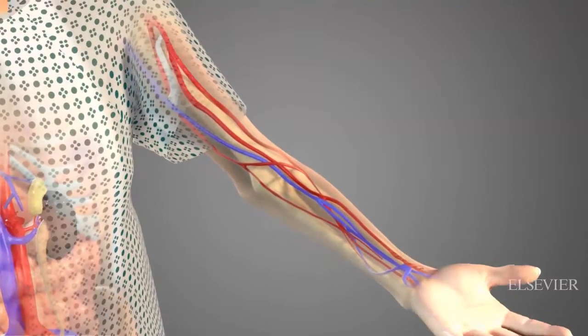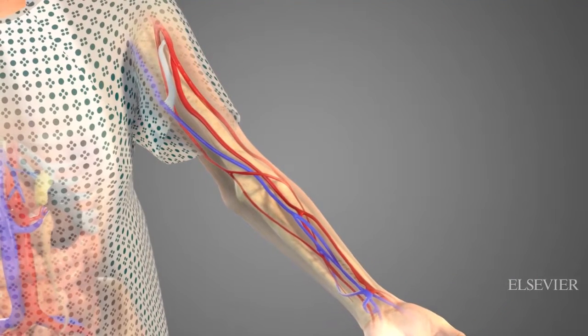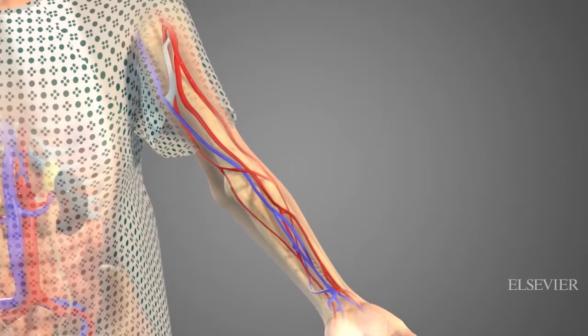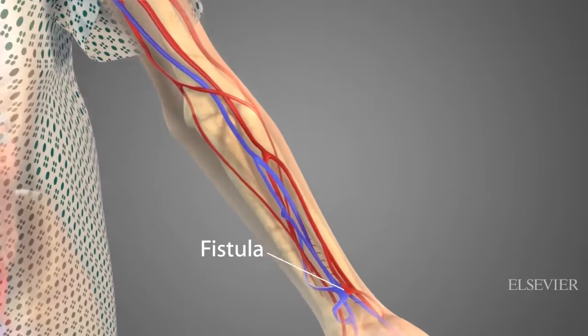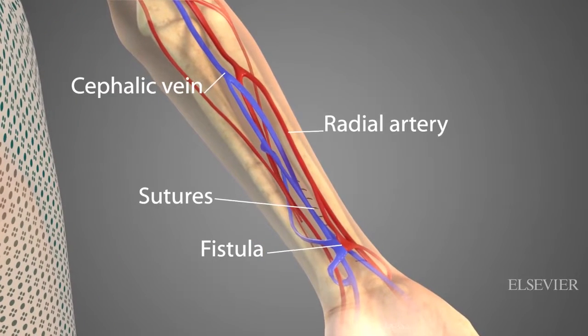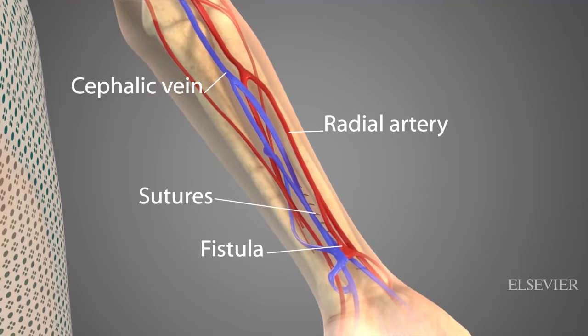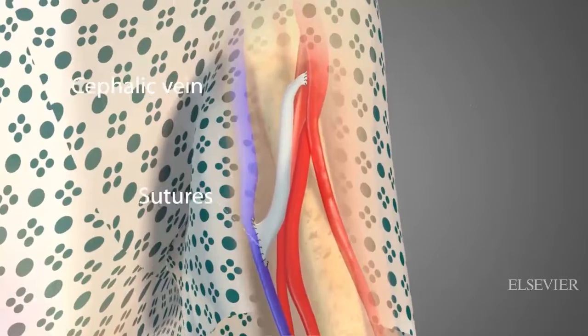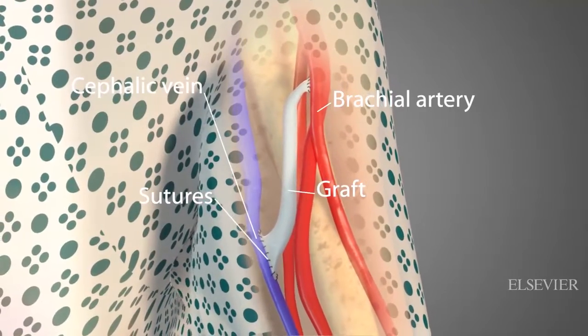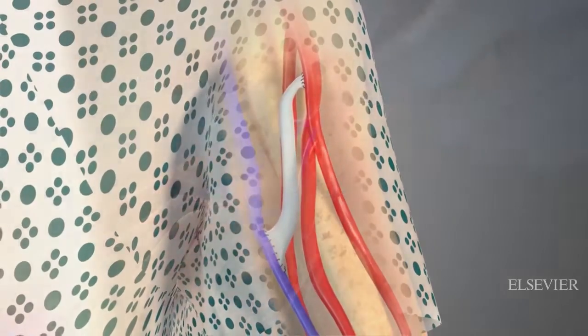Hemodialysis typically requires long-term vascular access through an arteriovenous or AV fistula or graft. An AV fistula is a direct connection made surgically between an artery and a vein. An AV graft is an indirect connection, usually with tubing, between an artery and a vein.